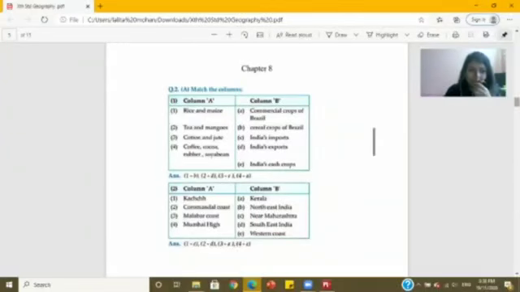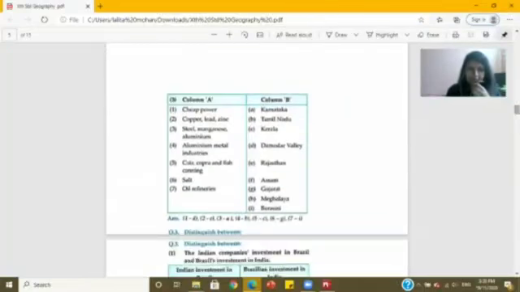Question 2b. Kutch, the correct answer is western coast. Coromandel coast, correct answer is southeast India. Malabar coast, correct answer is Kerala. Mumbai High, correct answer is near Maharashtra. This is the third, match the column.